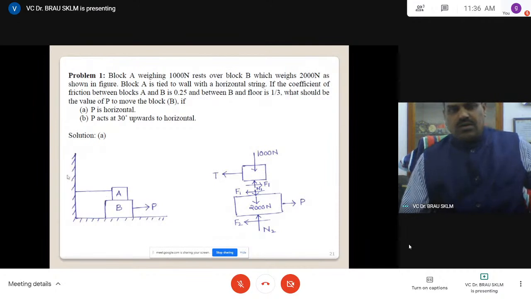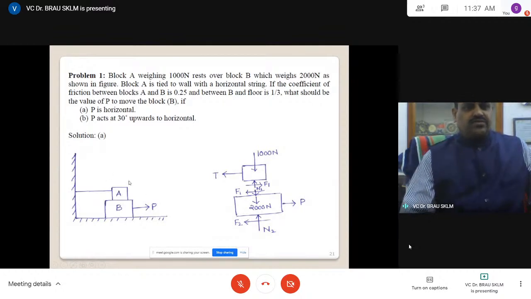Now, weight is acting downwards, 1000 newtons, 2000 newtons. When it starts sliding, moving towards B, it starts to move towards the right. That's why, as far as this block is concerned, the frictional force is acting opposite to this. When B is moving towards right, A is moving towards left. When A is moving towards left, opposite to that, the frictional force is acting. That is F1.